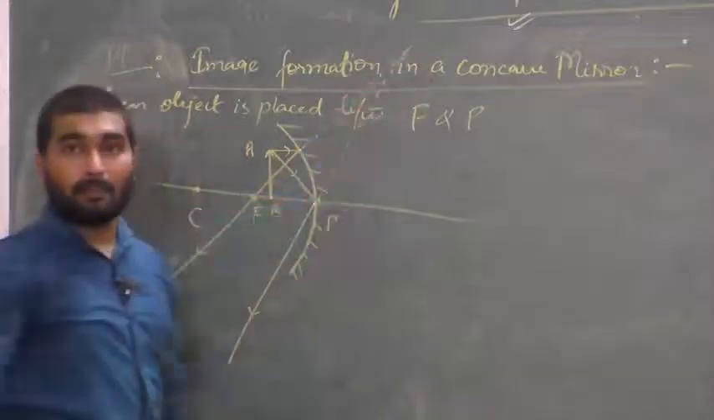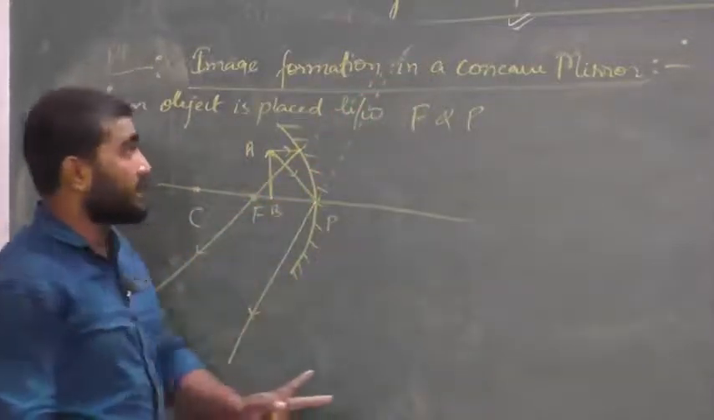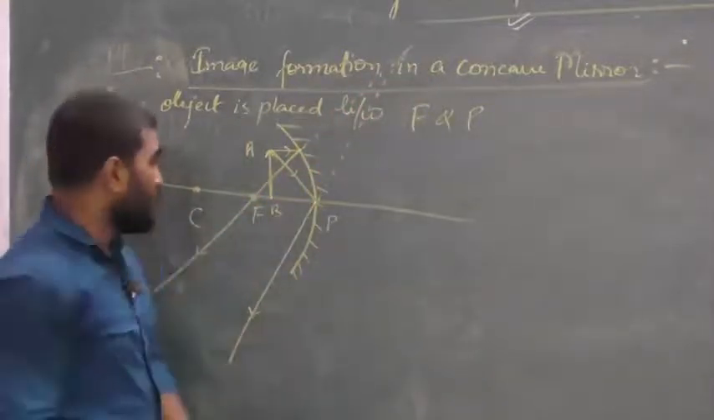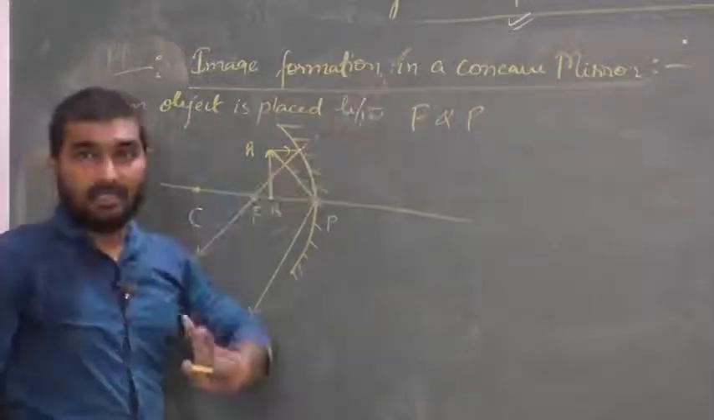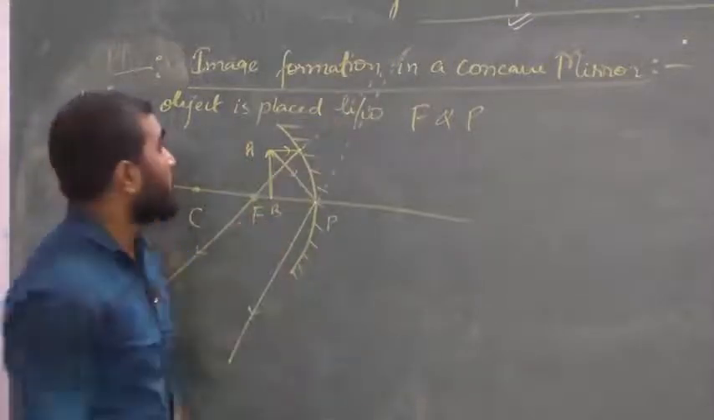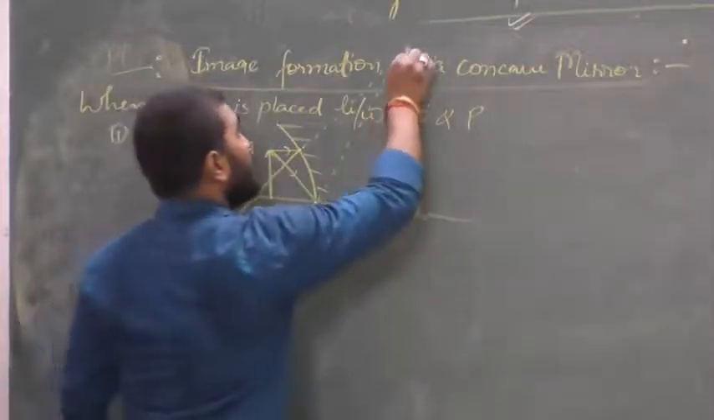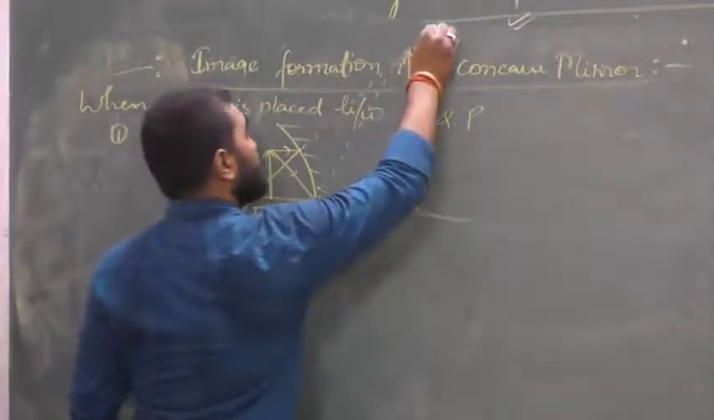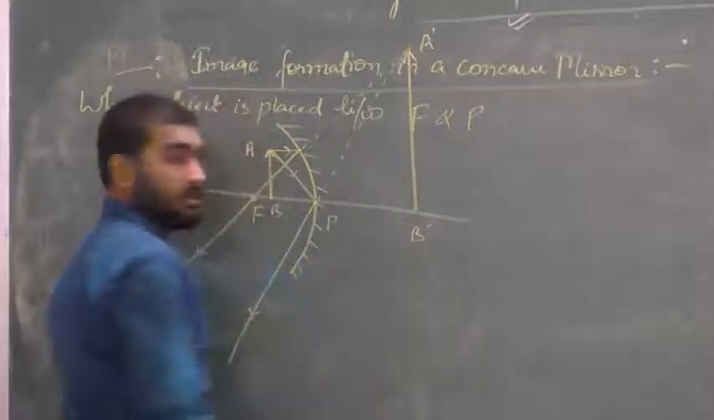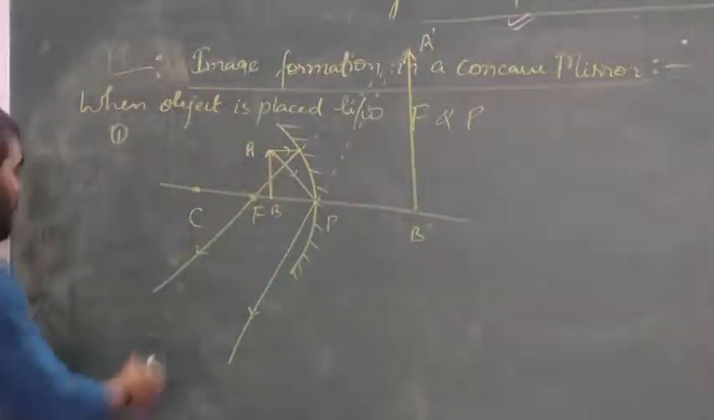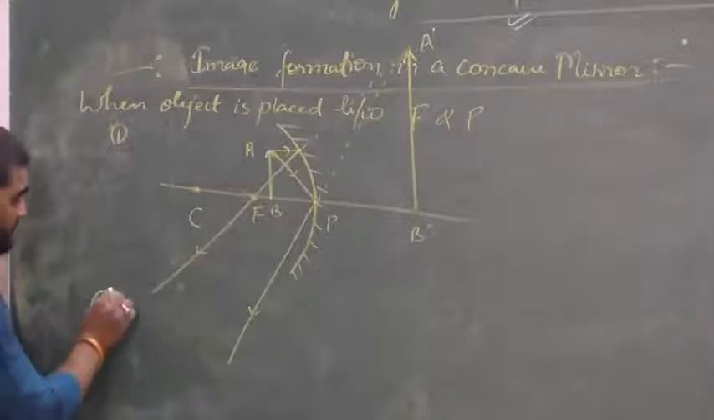The place where two reflected rays cut each other, directly or indirectly, is where their image will be formed. So the image will be formed beyond the mirror. This will be image A dash B dash. So what are the characteristics of the image?